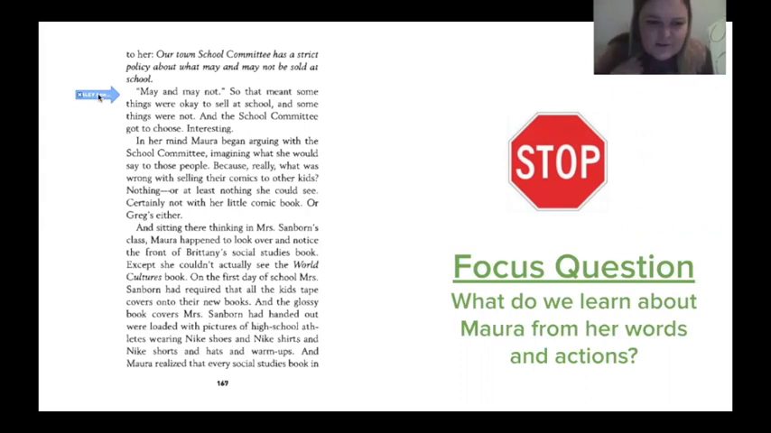In her mind, Mara began arguing with the school committee, imagining what she would say to those people, because really, what was wrong with selling their comic books to other kids? Nothing, or at least that she could see, certainly not with her little comic book or Greg's either. And sitting there thinking, so let's dig a little deeper. So she's starting to think like, man, this isn't right. So let's keep going.